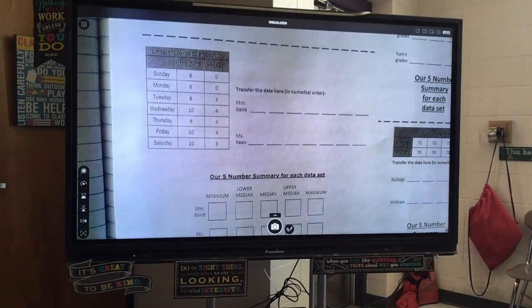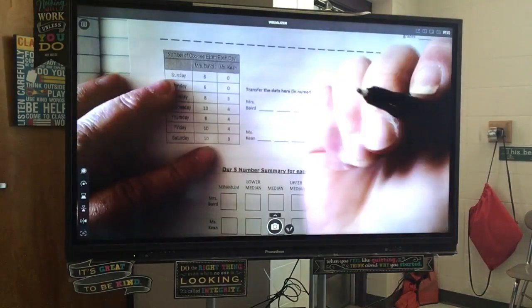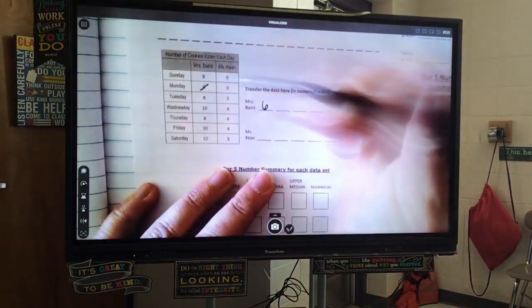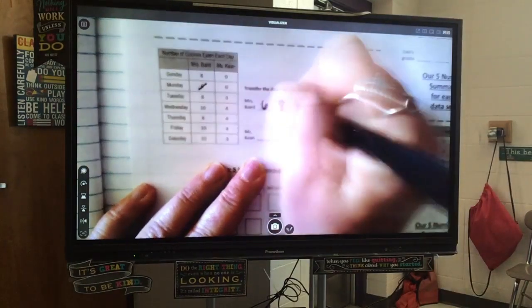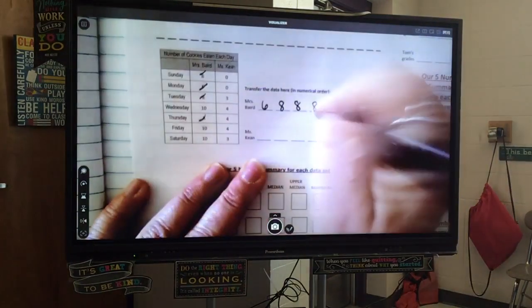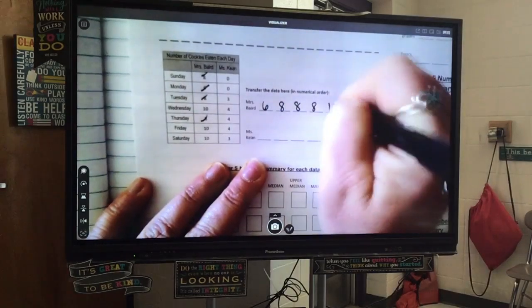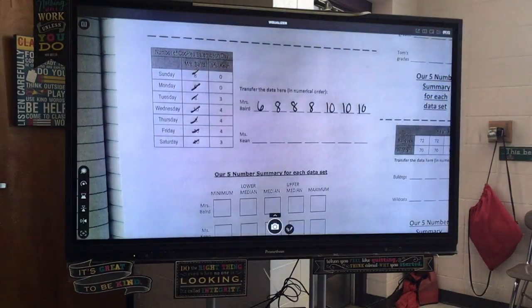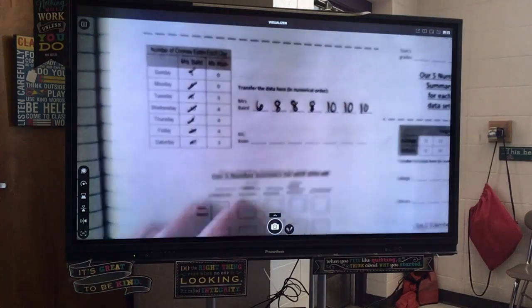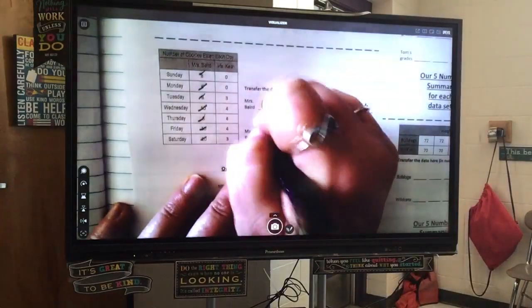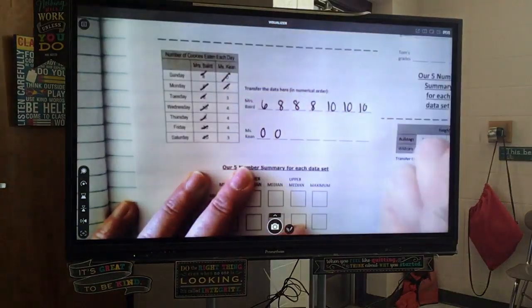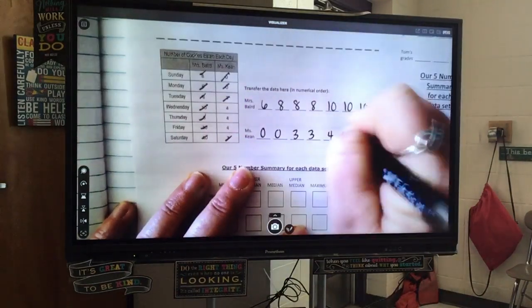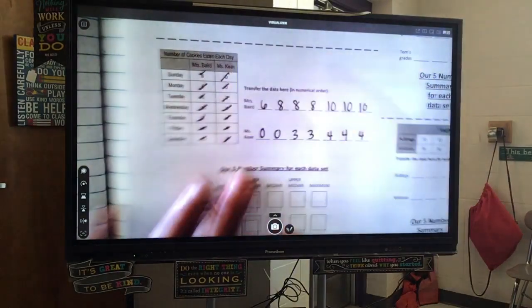So, for Miss Baird, thank you. What number goes first? 6. Then how many 8s do I have? 3. And then how many 10s? 3. And you'll notice there is the same number of lines as our numbers on your chart. Now, for Miss Keene, what are the first 2 numbers? 0. What are my next 2 numbers? 3. And obviously my last 3 are all 4s. So now we have them in numerical order.